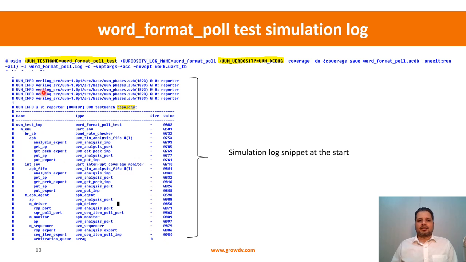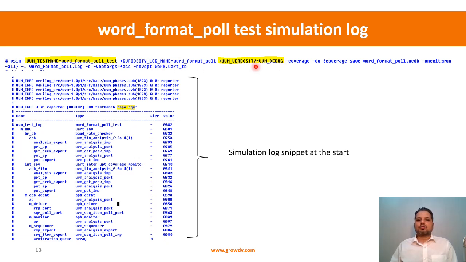We had selected this word format poll test. The way to run it, I'm just showing with the QuestaSim command line, but the same concept can be applied to any of the simulators. So we say simulator, and the key parts to notice are that we have to pass the UVM test name equal to word format poll test, okay. We will see in further sessions how this translates, and then we will specify the UVM verbosity equal to UVM debug, okay.